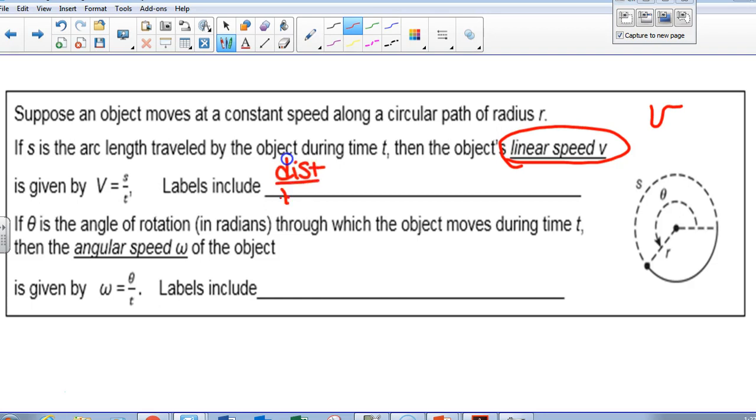Now, that's really not a label. Those are the kind of units. What are some actual labels that could be? Okay, miles per hour or mph. What else? Feet per second. What else? Meters per minute. Would that work? Okay, etc. Get the idea? It is a distance divided by a time.